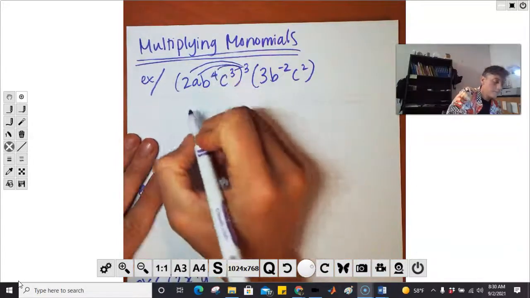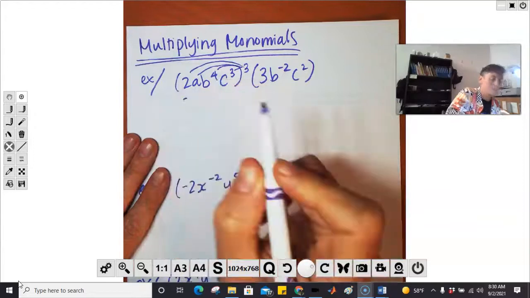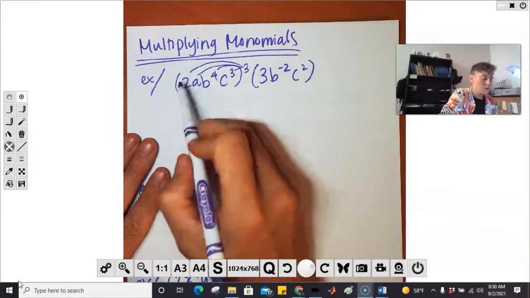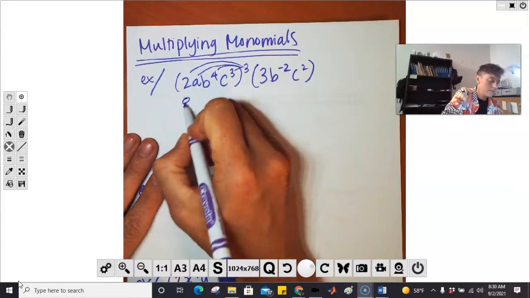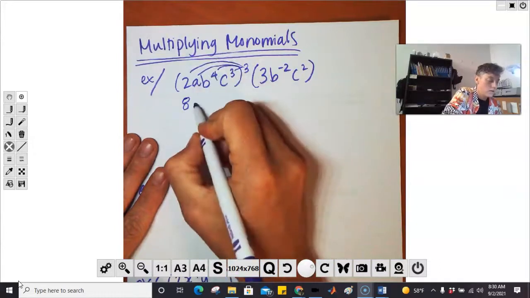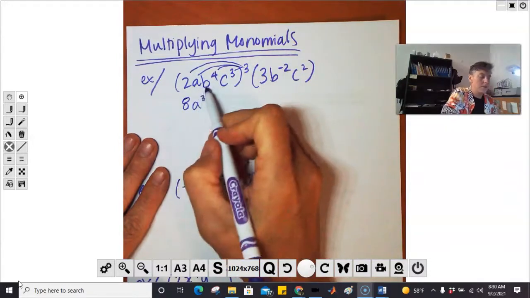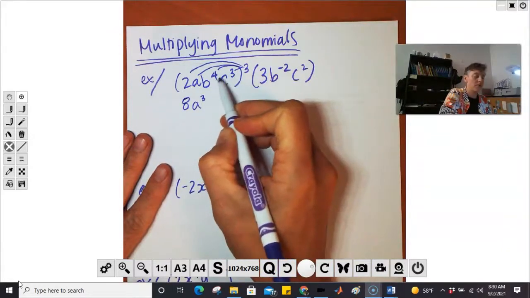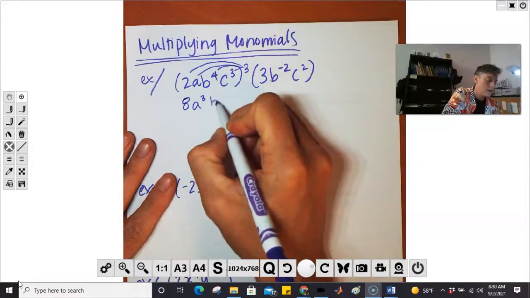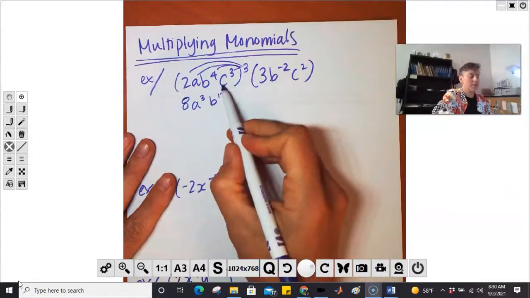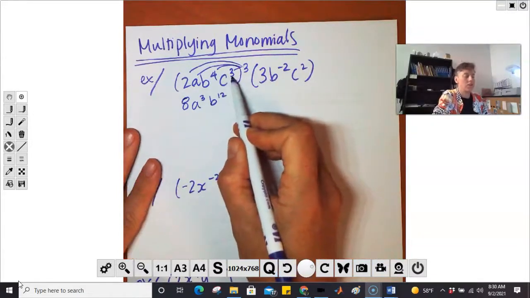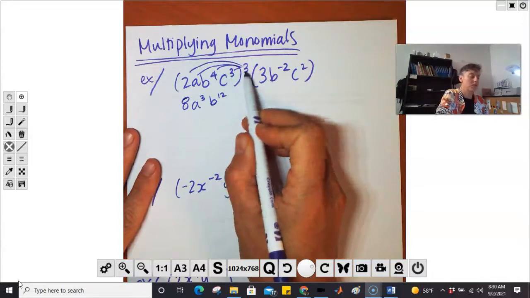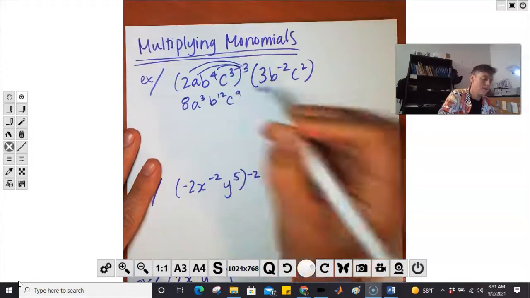2 cubed. I'm just going to write it out as I talk. So 2 cubed is 8. A cubed is going to be a cubed. B to the 4th cubed means we multiply the 4 times the 3 to get b to the 12th times c cubed means we multiply 3 times 3 to get c to the 9th.